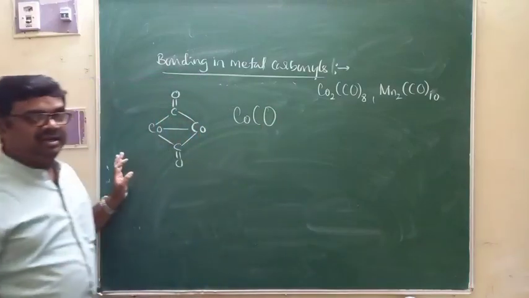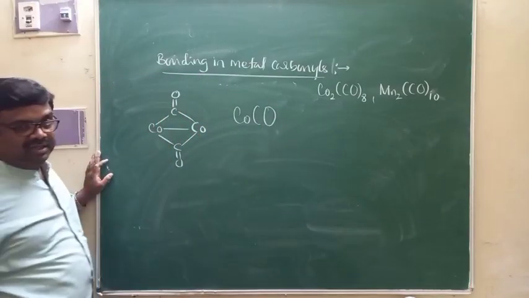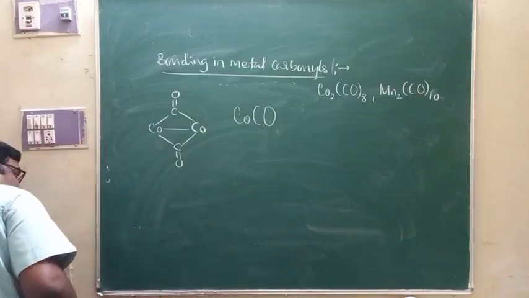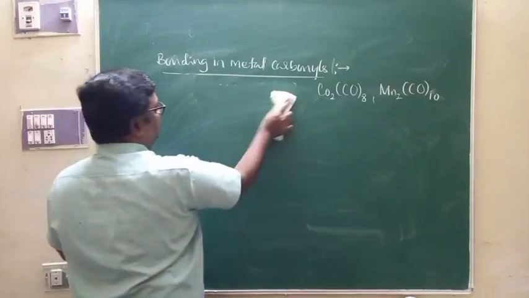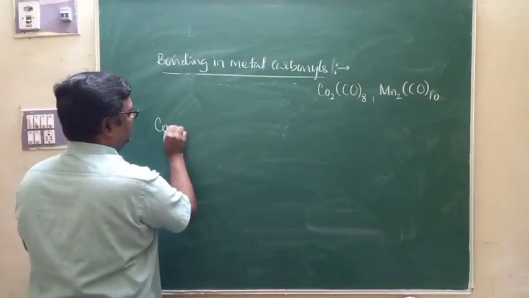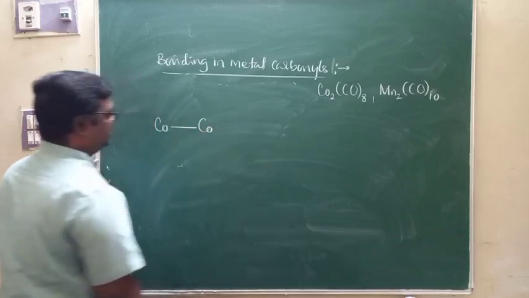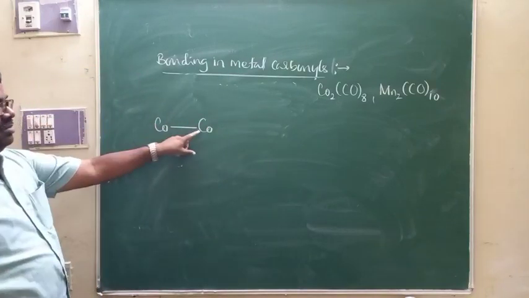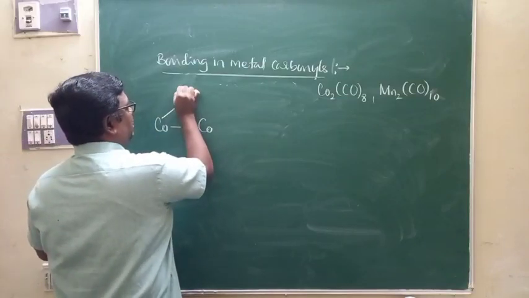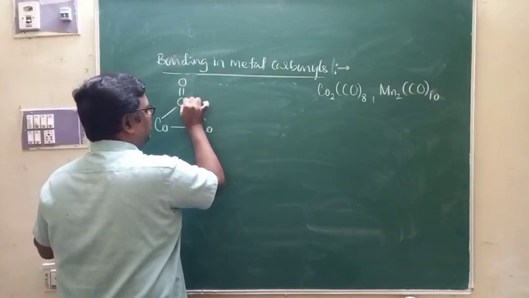That is very important. Let me write once again. You must write cobalt, capital C, small o, capital C, small o, capital C, small o. These cobalt atoms are linked through carbon monoxide molecules, carbon monoxide bridges.